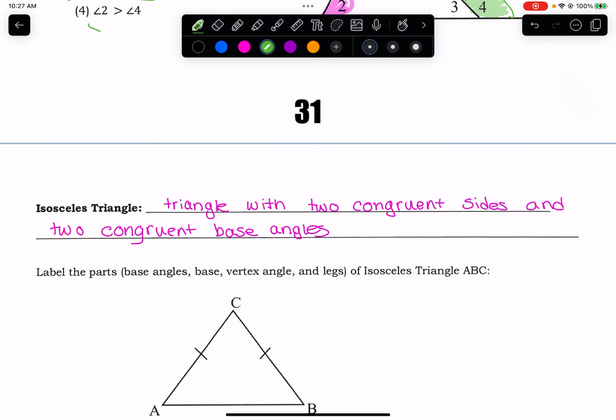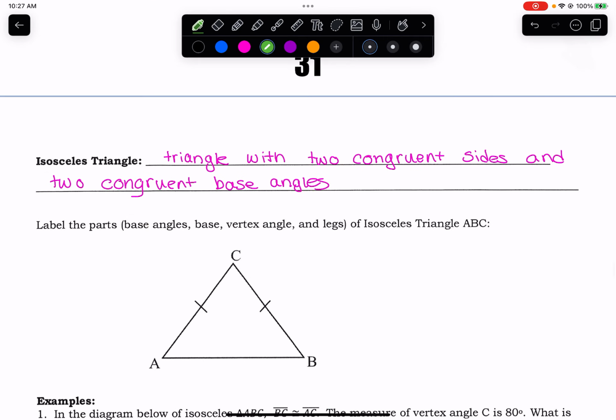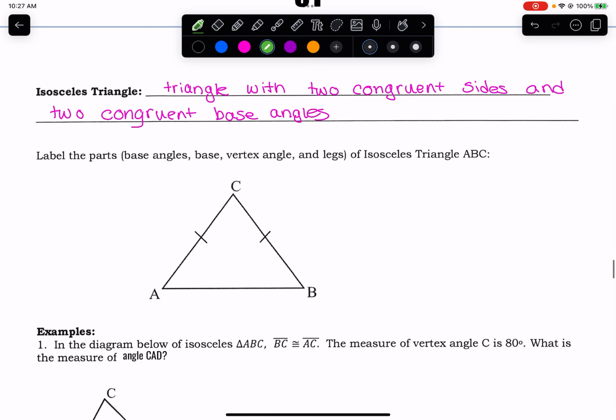Now we're talking about isosceles triangles. We've talked about this a little bit, and you should have learned this in previous years, but we'll go over it again. An isosceles triangle is a triangle with 2 congruent sides and 2 congruent base angles. They'll mark the congruent sides with the little dash marks, and then whatever angles are across from them, if you draw a line, those are your base angles, and those are congruent.